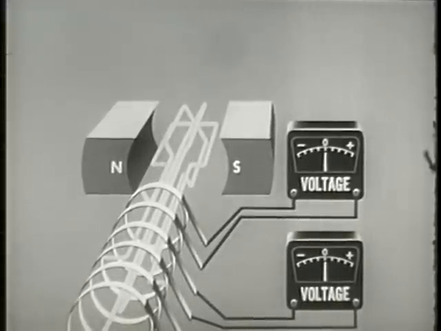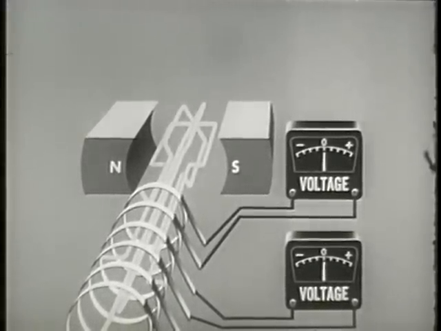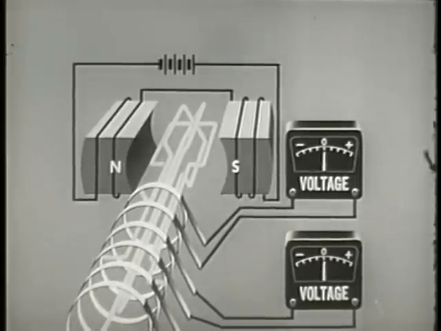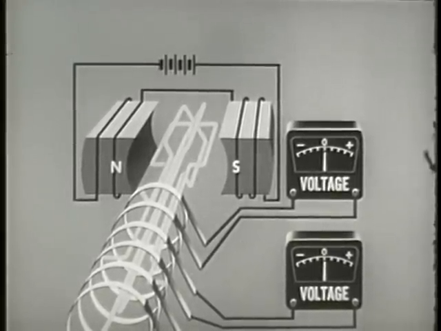Alternating current generators using electromagnetic fields, however, cannot be self-excited. DC is needed to excite the field. In practice, a small DC generator set in tandem with the main machine in one housing does this.